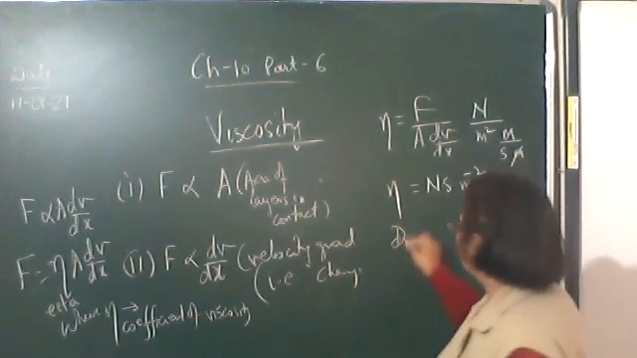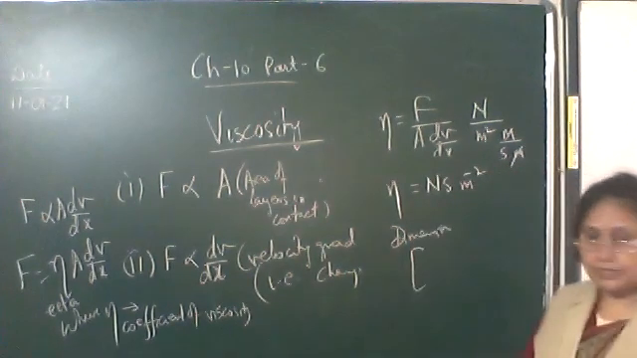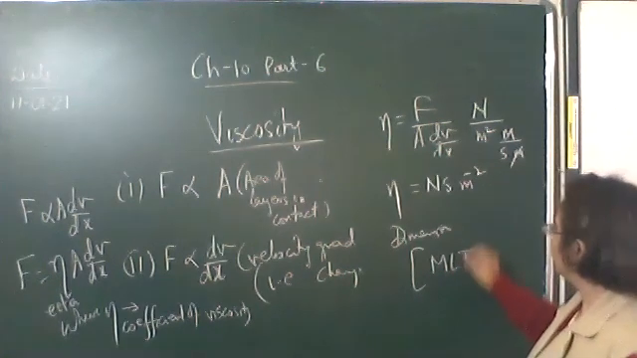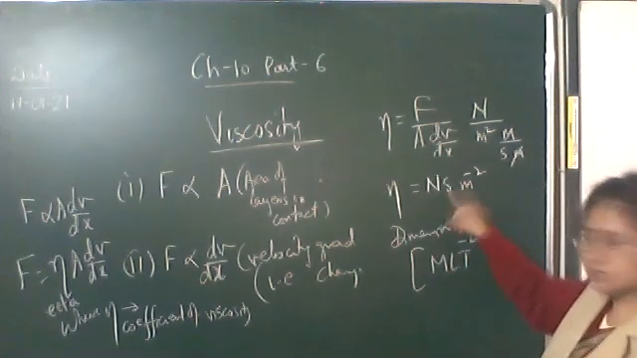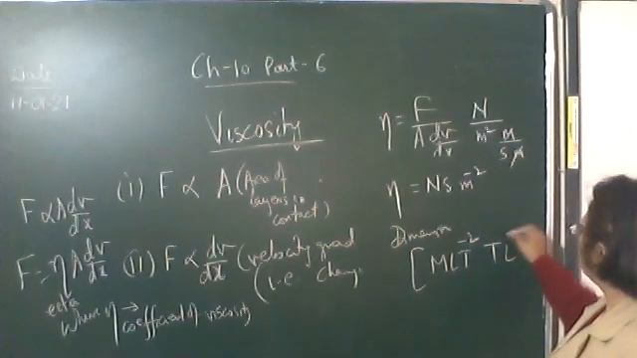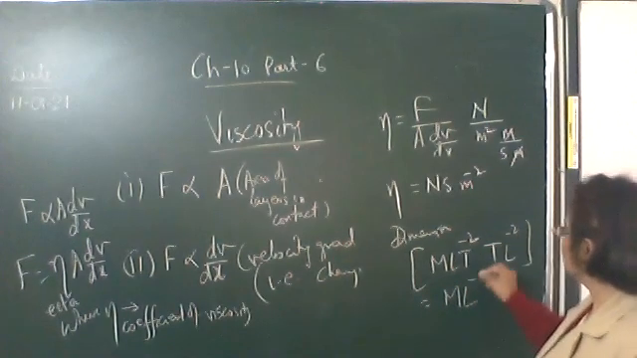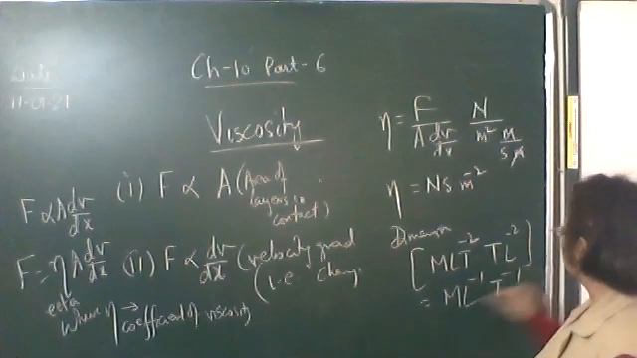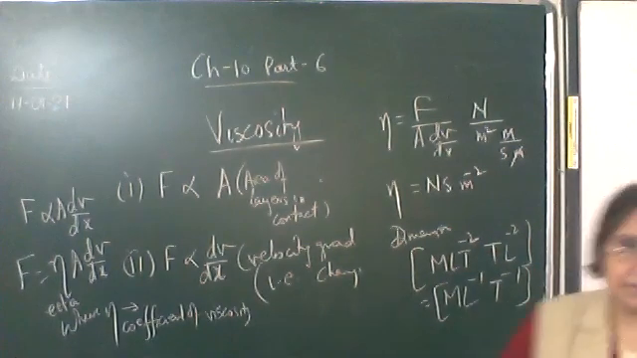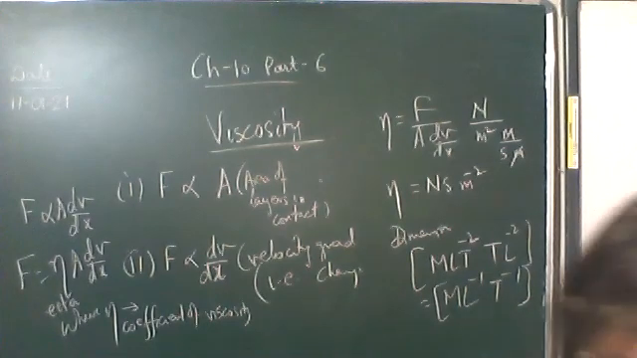And the dimensional formula: Newton is the unit of force, which has dimension M L T raised to the power minus 2. Second is time, and meter raised to the power minus 2 gives L raised to the power minus 2. So M L raised to the power 1 minus 2 minus 1, T raised to the power minus 2 plus 1. M L raised to the power minus 1 T raised to the power minus 1 is its dimensional formula.